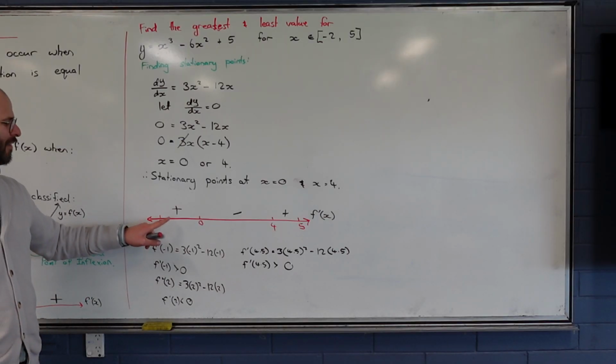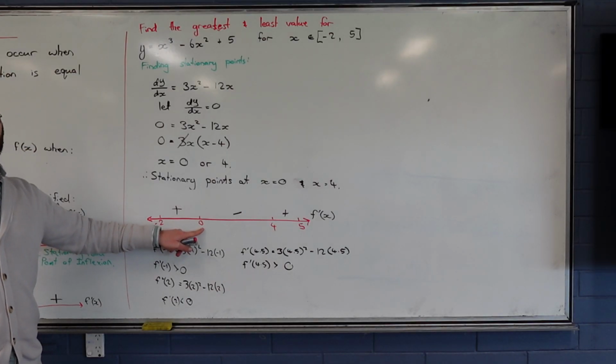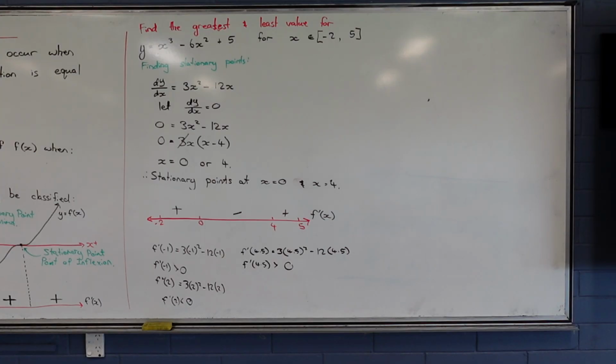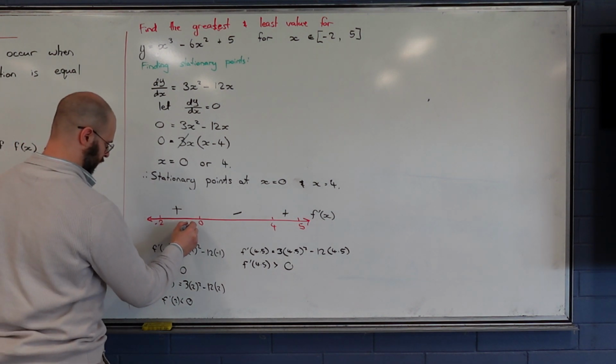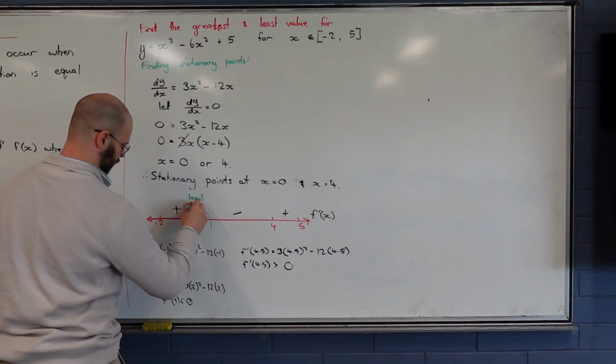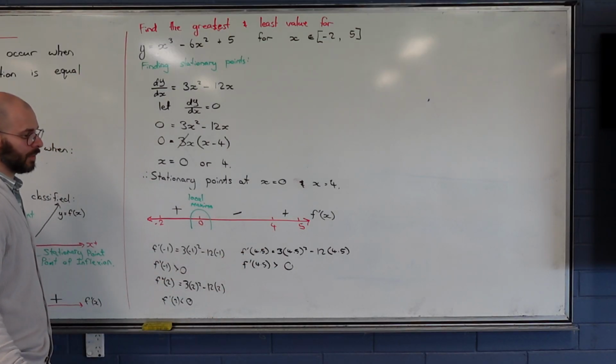All right, have a look. This is our sign diagram. Question is, transitioning from here to here, what will this stationary point be? A local minima or local maxima? At 0, local minima or local maxima? Maximum. Why? Because it goes up and then down. Okay. At x equals 4, what are we going to expect? Minima or maxima?